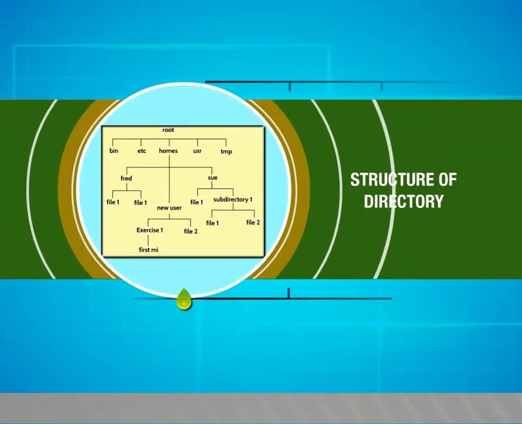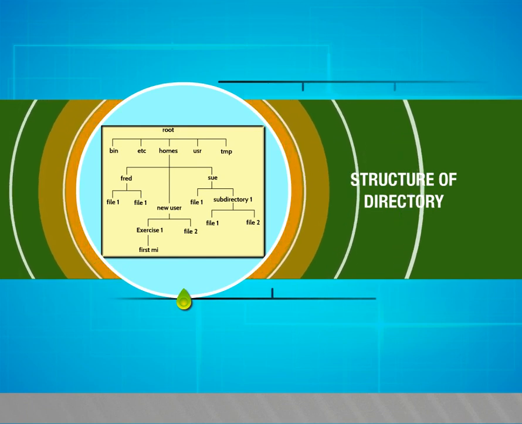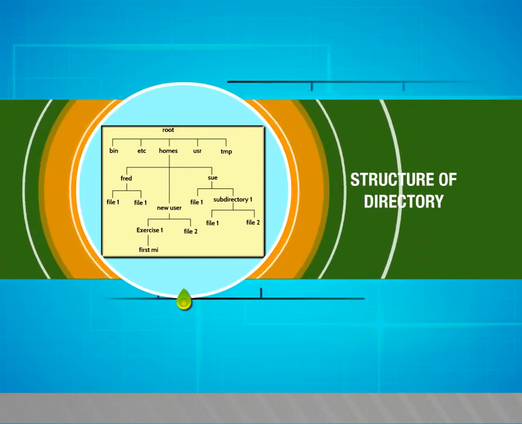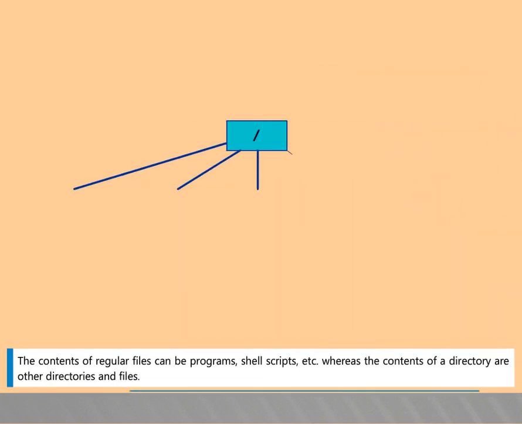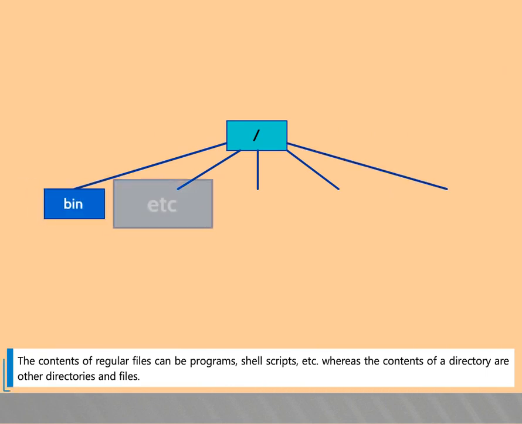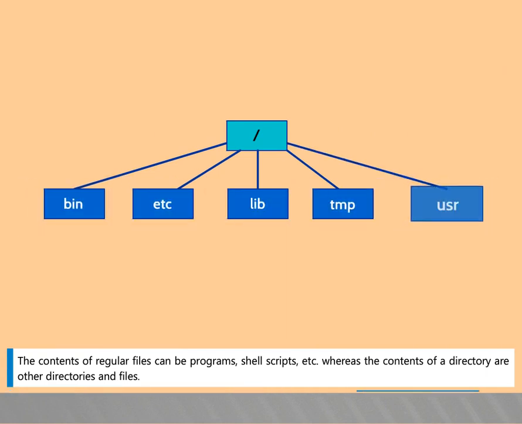Structure of a directory. In this video, we are going to see about structure of directory. Though directories are also considered as files in Unix, these have different internal contents as compared to regular files. The contents of regular files can be programs, shell scripts, etc., whereas the contents of a directory are other directories and files.